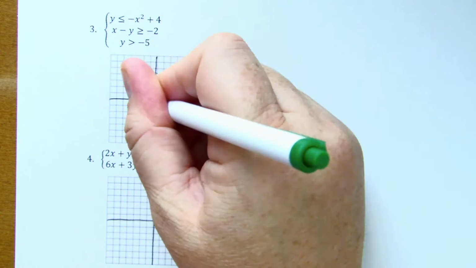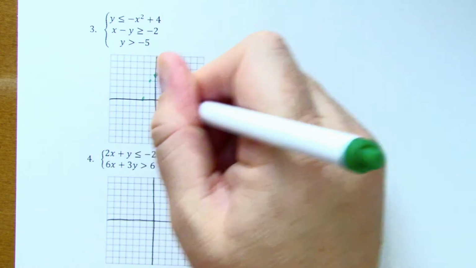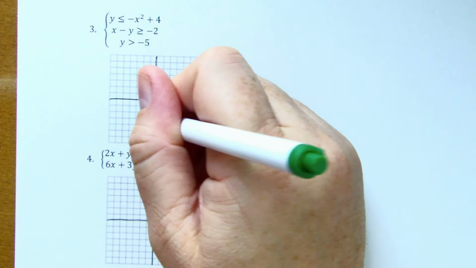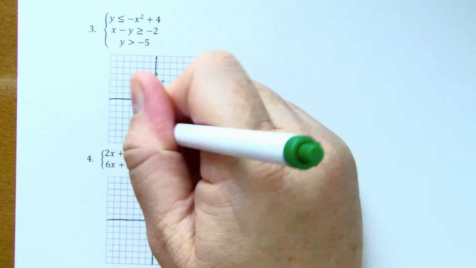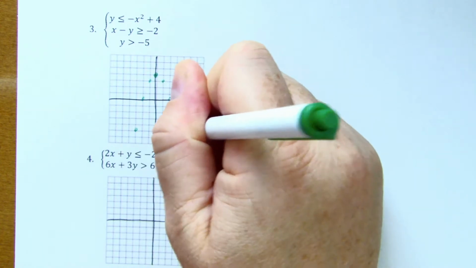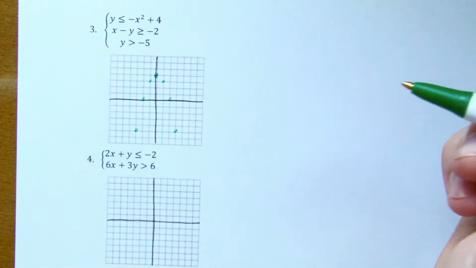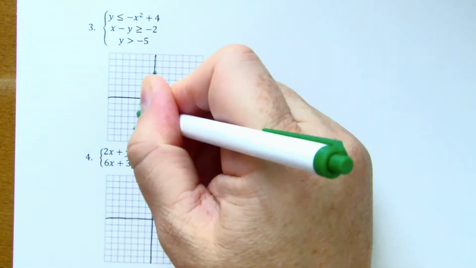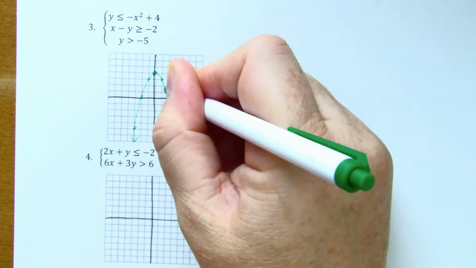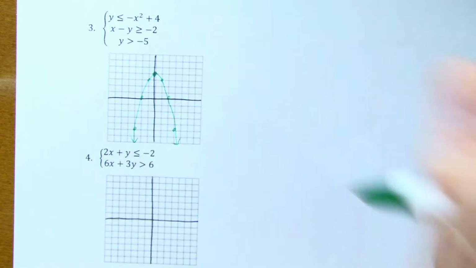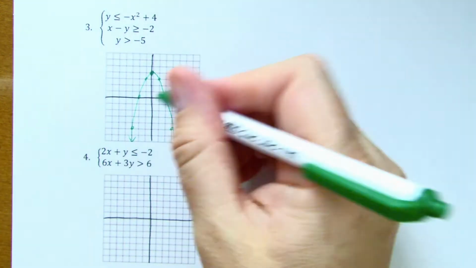So let's go ahead and graph that quadratic function here. And you know how to graph quadratic functions, so that should be no problem. And this is a solid line, so I'll go ahead and graph that solid line. Now let's go ahead and choose a test point.